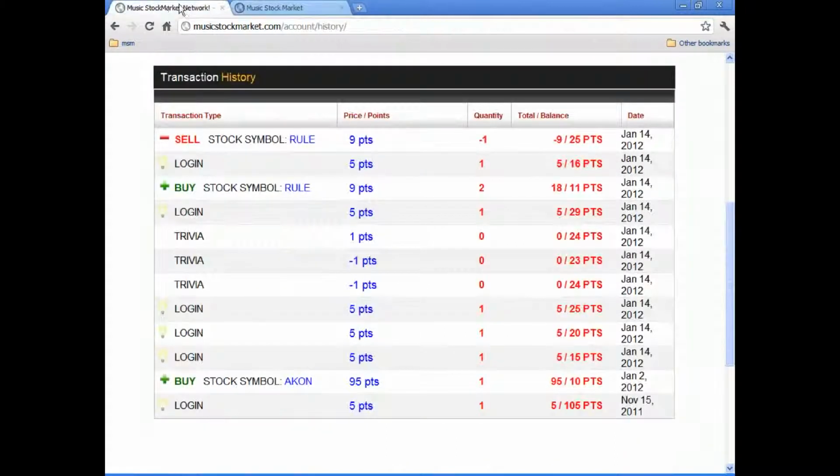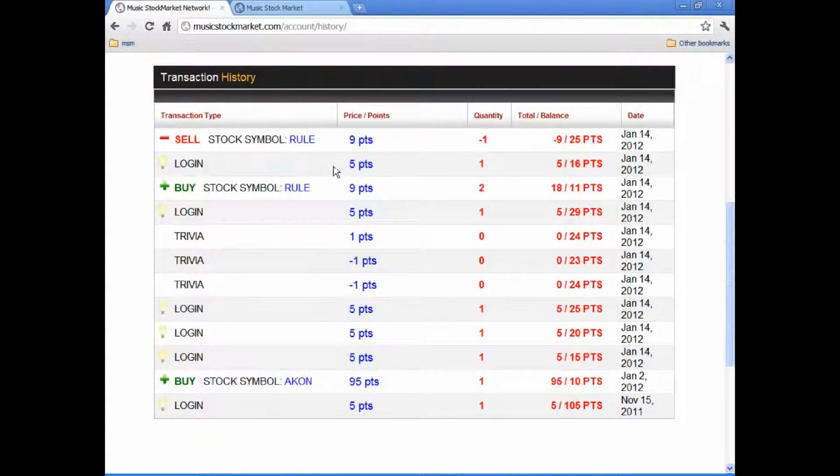What happens in the music stock market is that we earn 5 points each time we log into our account, for a maximum of 25 points per day. This is going to be a way for us to accumulate more points that we can then use to invest in more stocks.